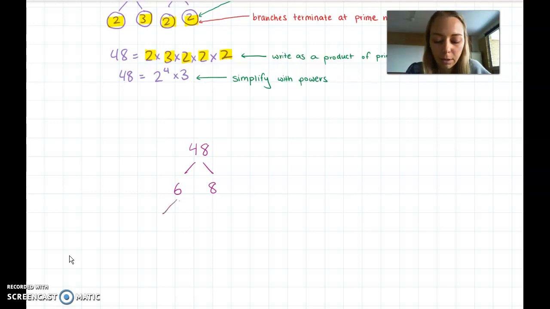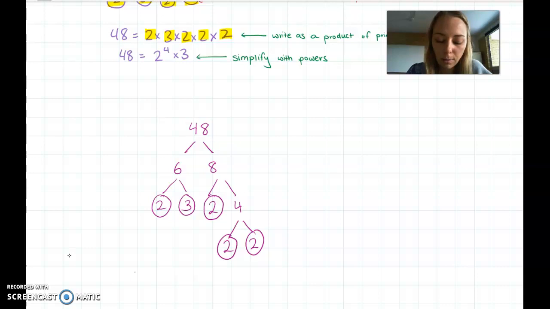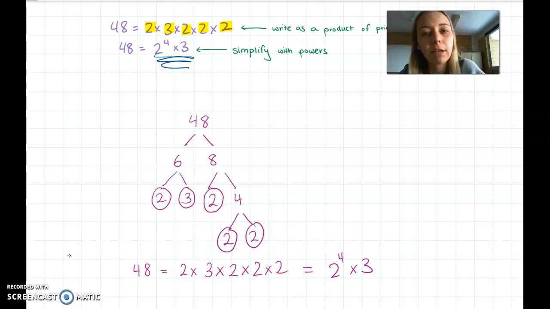6 I'm going to separate into 2 times 3. Both of them are prime, so they go in circles. 8, let's divide 8 up with 2 times 4. 2 is prime, but 4 is not, so it does not get a circle. And I continue breaking that one down into 2 times 2. So then I would write 48 equals 2 times 3 times 2 times 2 times 2, which equals 2 to the power 4 times 3. And you will notice that when I have a look at my earlier solution, even though the factor tree looks different, my final answer is the same.